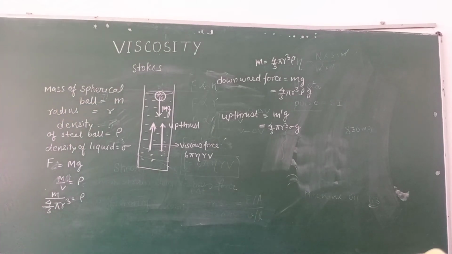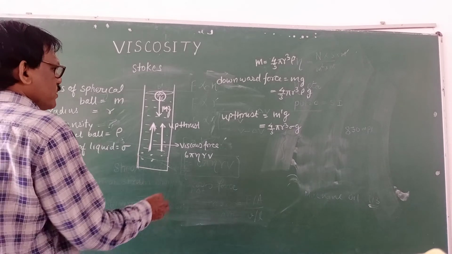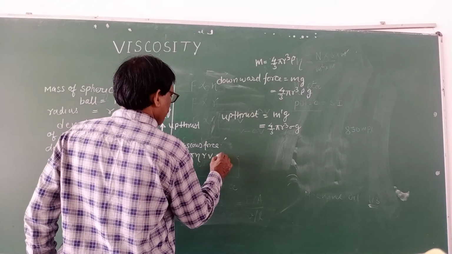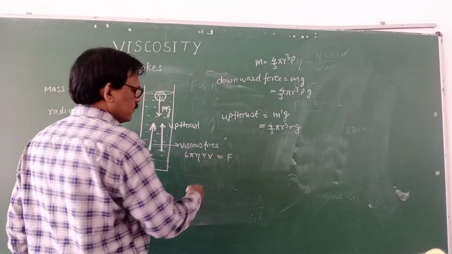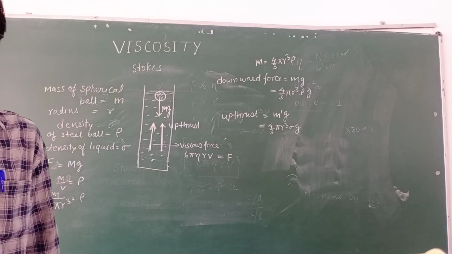Why is the viscous force acting? Because of the liquid in which the ball is falling. So the viscous force will also be in the upward direction, and it is 6 pi eta rv according to Stokes law.